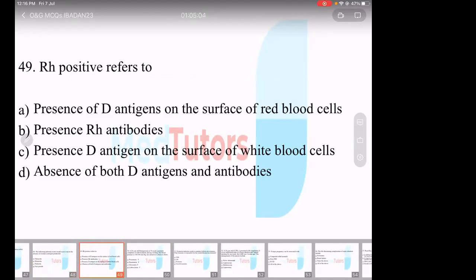Rhesus positive refers to: A, presence of D antigens on the surface of red blood cells; B, presence of rhesus antibodies; C, presence of D antigen on the surface of white blood cells; and D, absence of both D antigens and antibodies. Of course, for a person to be rhesus positive, that means his red blood cells have D antigens on their surface, not rhesus antibodies. That is isoimmunization. But this positive means presence of D antigens.